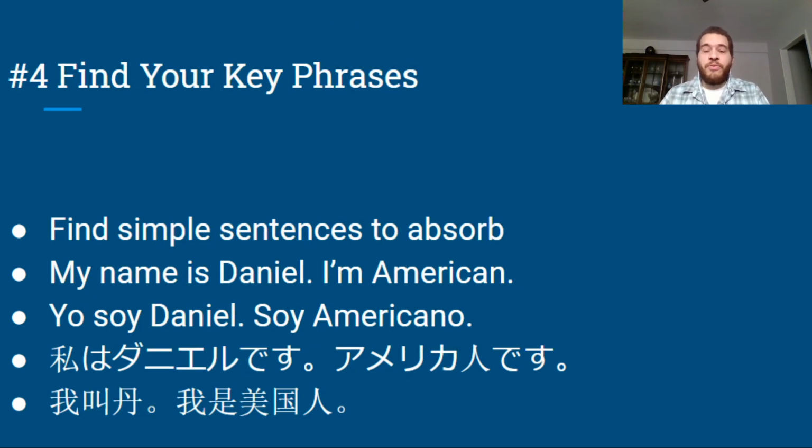All right, guys, tip number 4. We touched on this a bit in the last slide, but this one is find your key phrases. As I said before, you want to find things to say that are going to be useful and relevant to you. Maybe you're a student and you want to know how to say that you're studying a language in school. Or maybe you're a worker and you want to be able to say that you're looking for new partners to do business with. You have to find things that are going to be important for you.